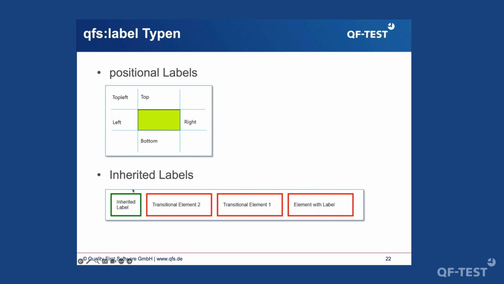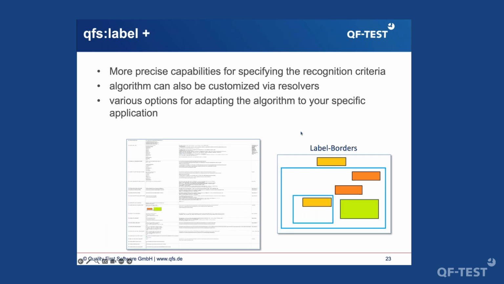And we also have inherited labels where I can say I have here, for example, a label with the label address, for example, and then you have zip code, city, and then street, something like this. And in older versions, this label would be just associated to the first field, and those other ones would have no label set at all. And with this version now, you can simply say I want to address this field via the address label on the left side, because all of them are connected to each other. So this mechanism or approach gives you more precise capabilities for specifying your recognition criteria.